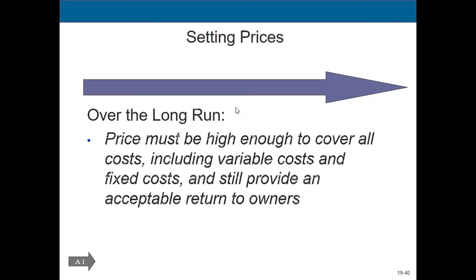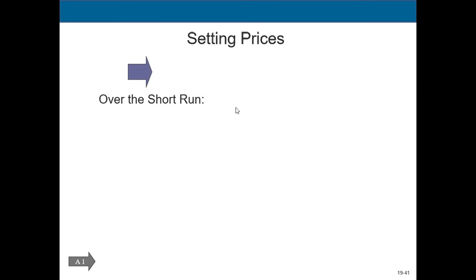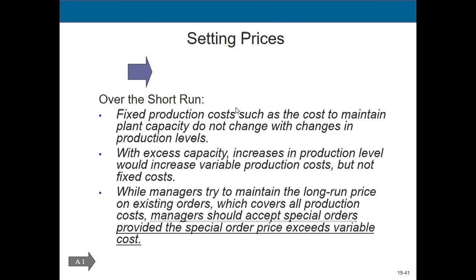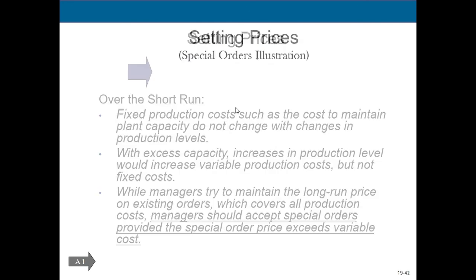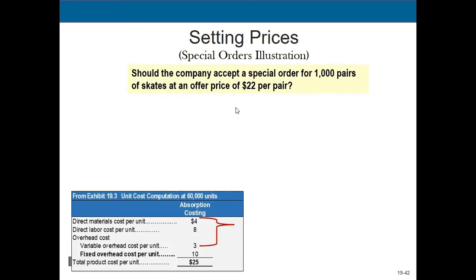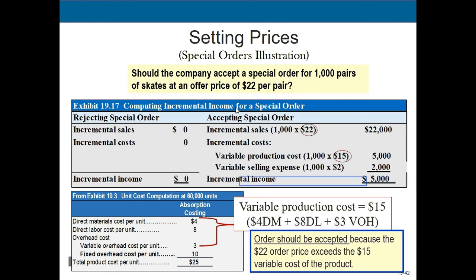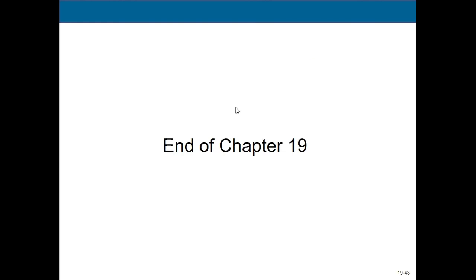Can you use it in pricing special orders? Absolutely, but just remember you've got to make the price high enough to cover all costs, including variable cost and fixed cost. And when we get into the chapter on decision analysis, I believe it's chapter 23, we're going to look at this a little bit more when we deal with setting prices using variable costing and fixed costing. So I don't want to spend a whole lot of time on it here. Don't worry about it much for this chapter because we'll be dealing with it especially in the decision analysis for special orders later. So don't spend too much time on it in this one. And that is the end of chapter 19.